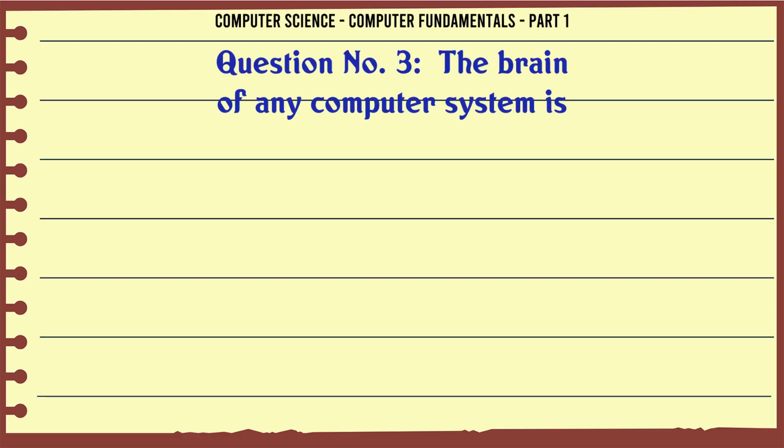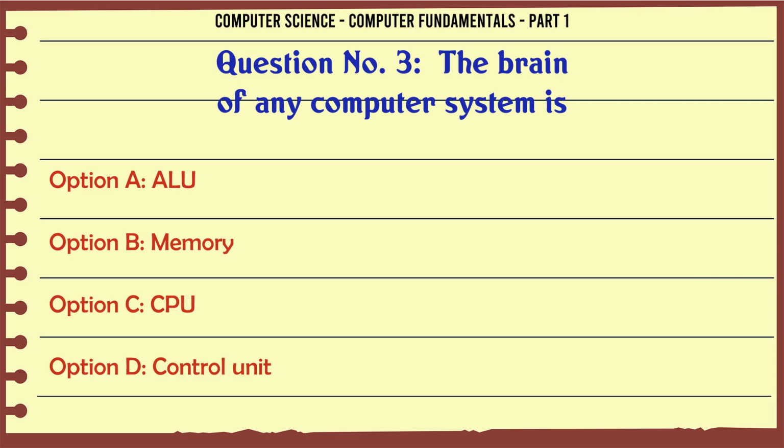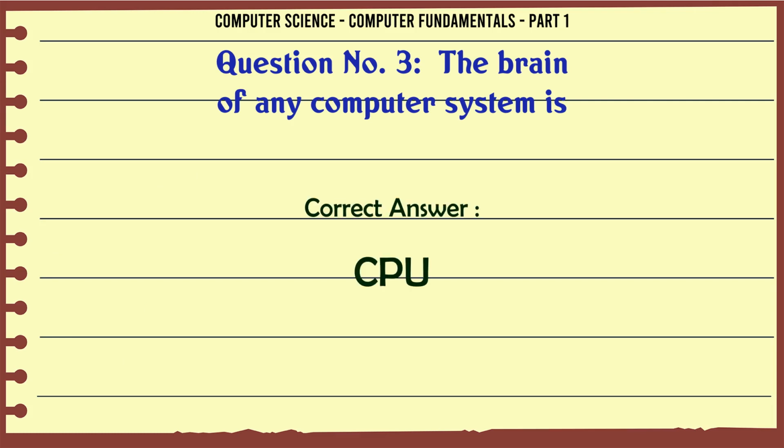The brain of any computer system is A. ALU, B. Memory, C. CPU, D. Control unit. The correct answer is CPU.